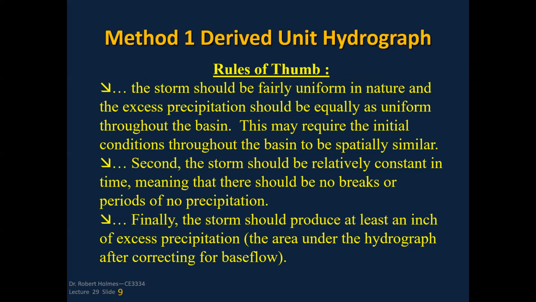A rule of thumb is the storm should be fairly uniform in nature, and the excess precipitation should be equally as uniform throughout the basin. This may require the additional conditions throughout the basin to be spatially similar. Second, the storm should be relatively constant in time, meaning that there should be no breaks or periods of no precipitation. Finally, the storm should produce at least 1 inch of excess precipitation.